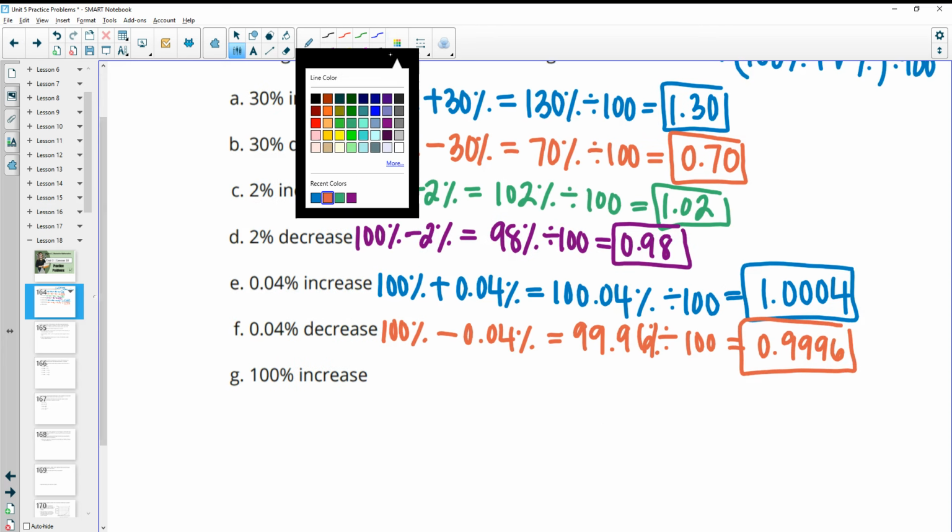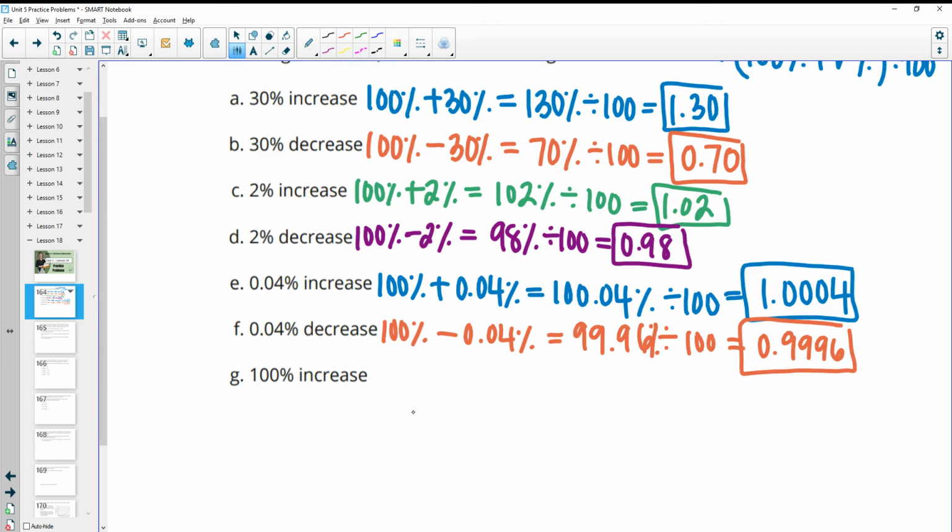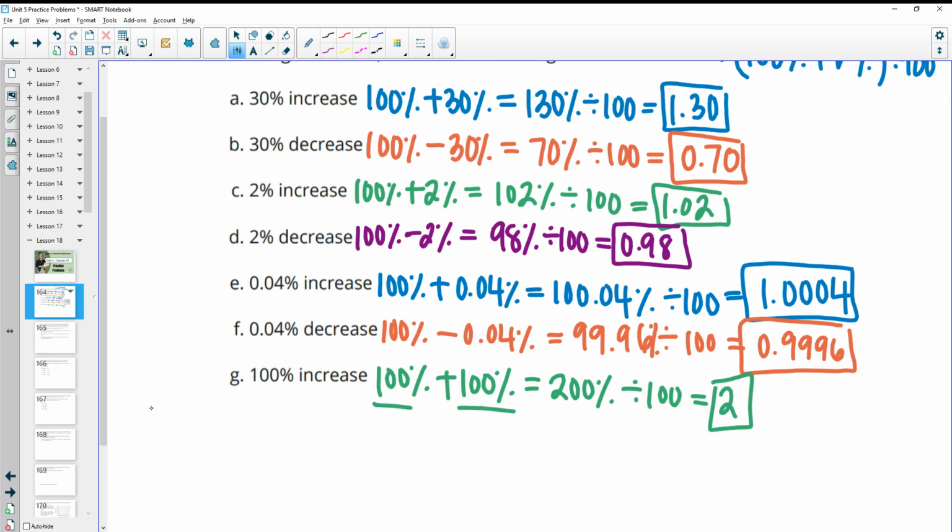And then finally a 100% increase. So we'll have our original 100 and then we'll be going up another 100, which gives us 200% each time. And then divide that by 100 to write it as a decimal, and we get a growth factor of 2, which makes sense, right? It doubles, it takes its initial and gives you back a second amount.